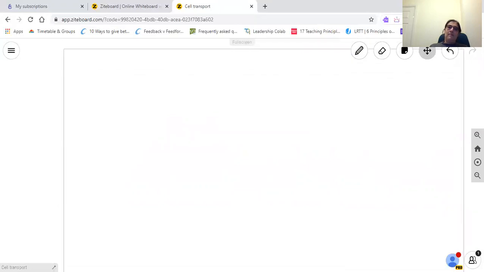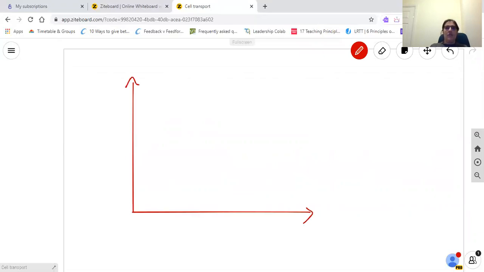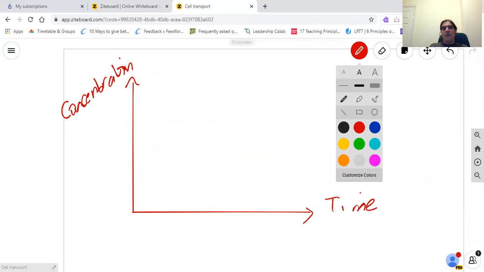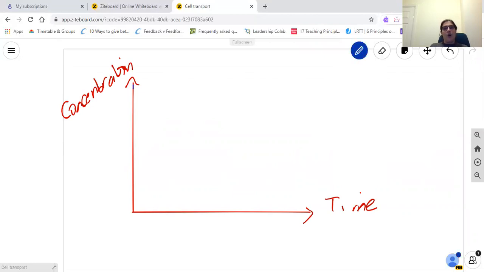Bear in mind that it could be presented sometimes in the opposite direction. So you've still got time, and you've still got concentration, but the substance is leaving the cell. So the concentration will drop and then level off. Again, that's diffusion.